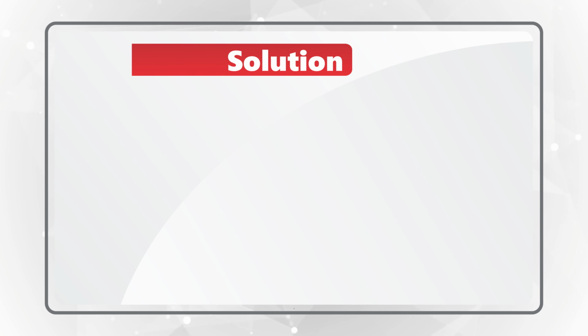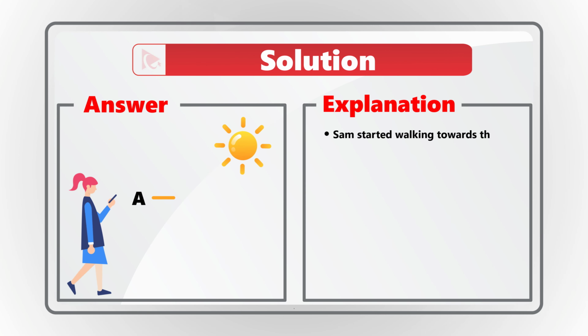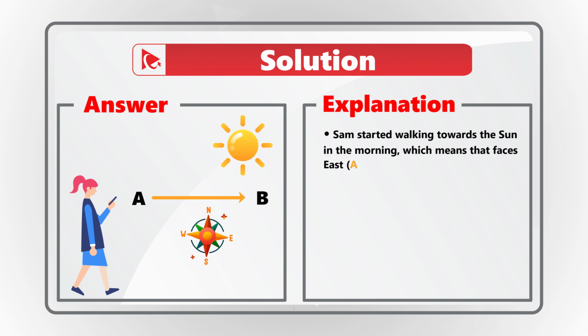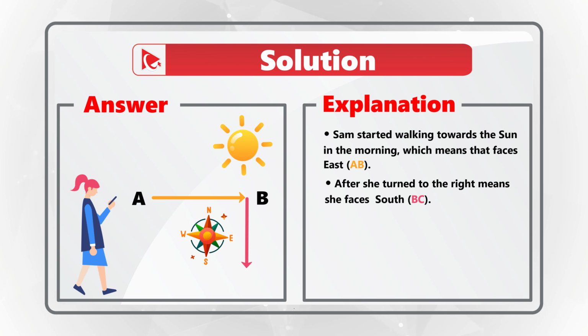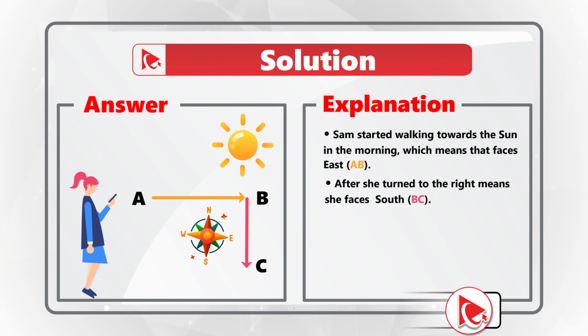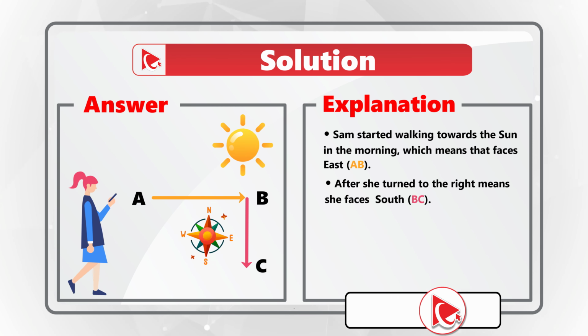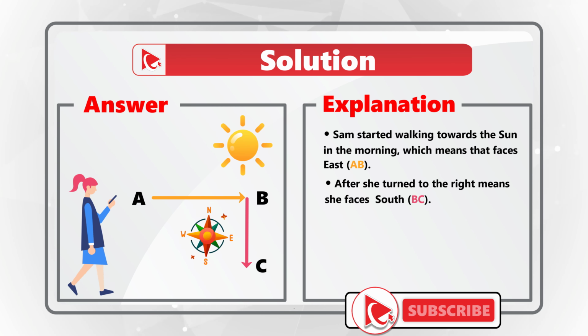Let's start from the beginning here. When Sam started walking early morning and faces the sun, it means that she faces east, because the sun is rising in the east. After Sam turned to the right, she faces south now. If her first direction is shown by the ray AB, after she turns right, it's shown by the ray BC.